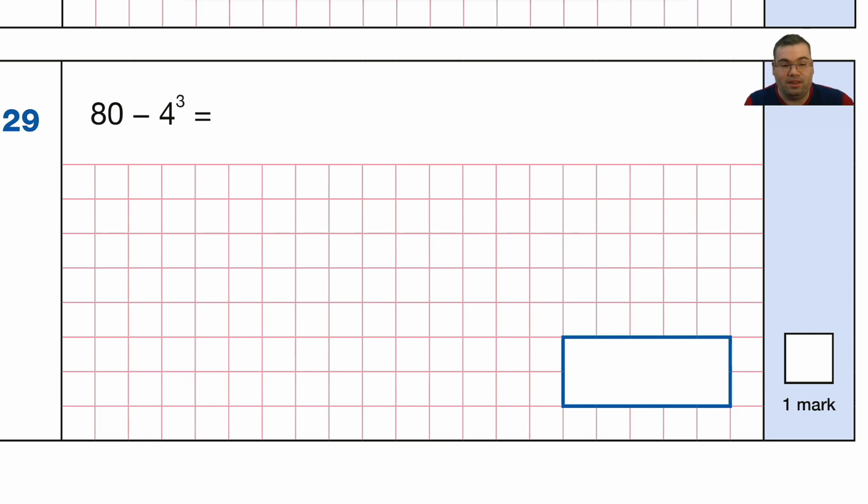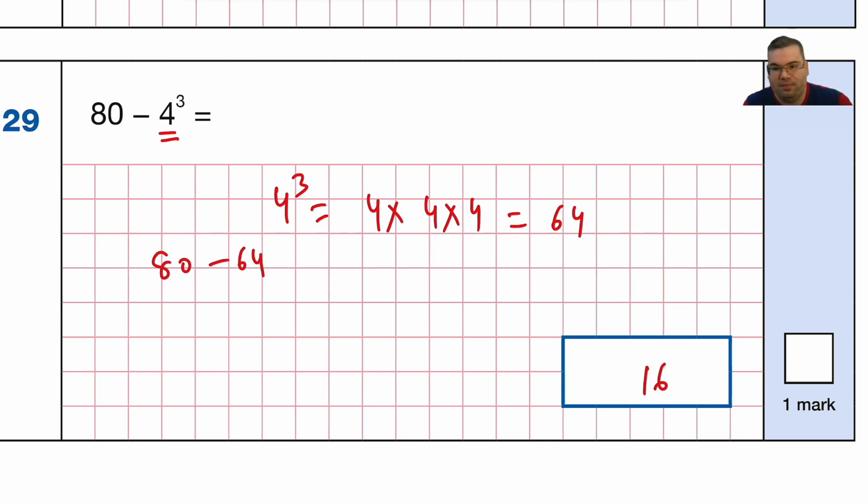Here this question is testing the knowledge of BODMAS. So first of all, we know that in BODMAS, we just solve the indices first, right? So we need to solve this one. So what is 4 cube? So 4 cube, we can write it as 4 times 4 times 4, right? So this is 64. So now let's just write down 80 take away 64. So this is nothing but 16, right?